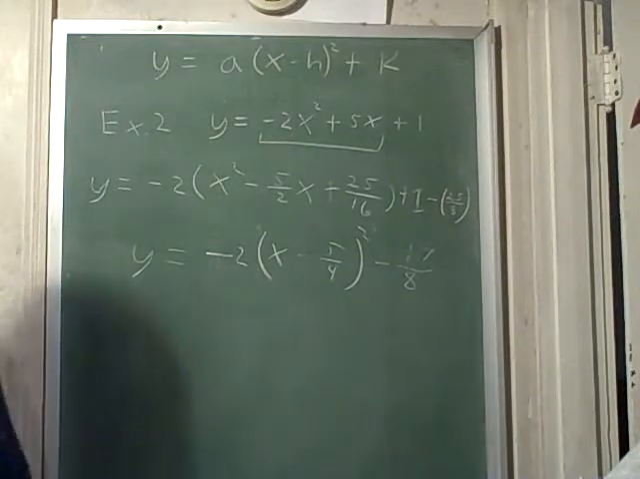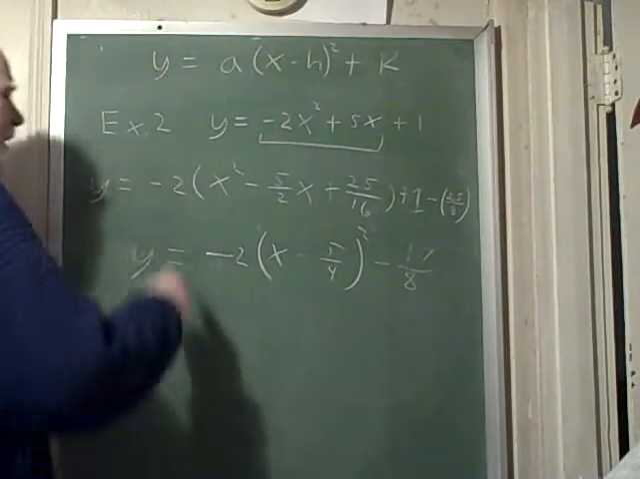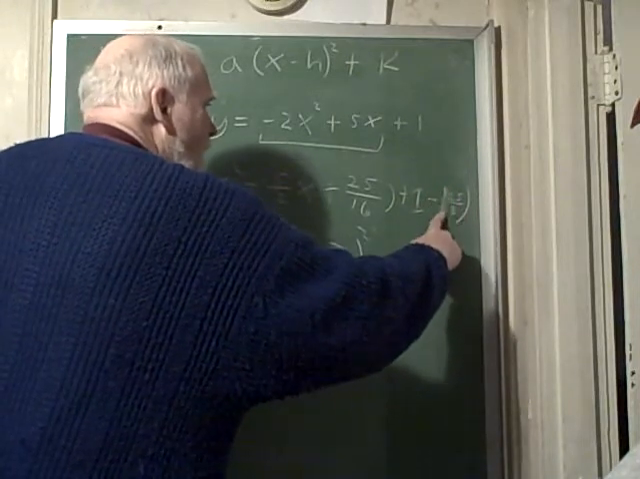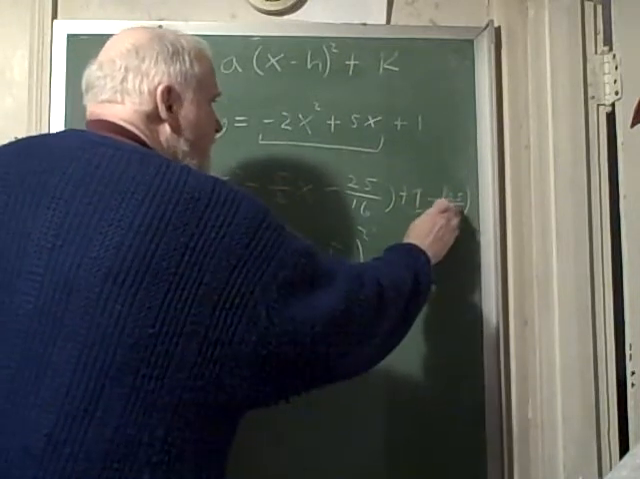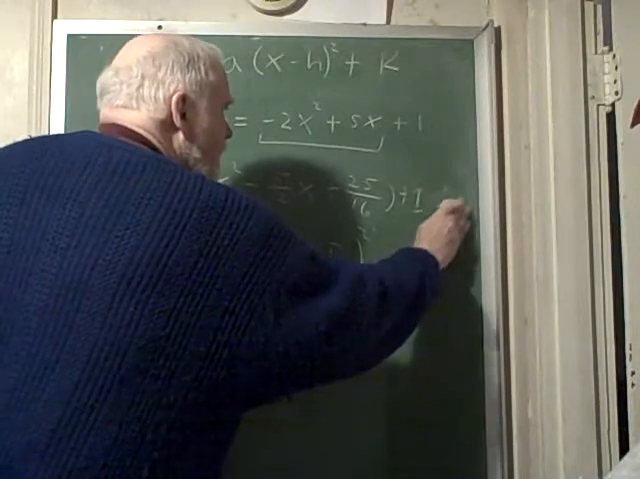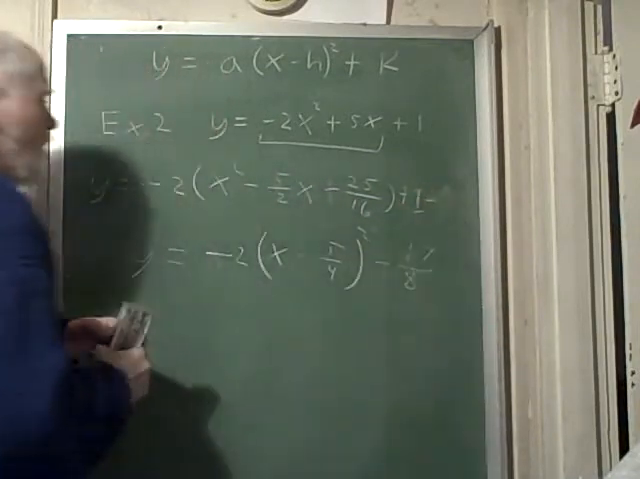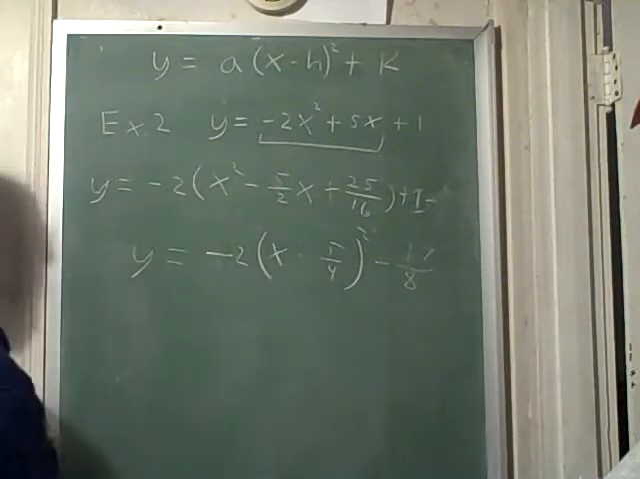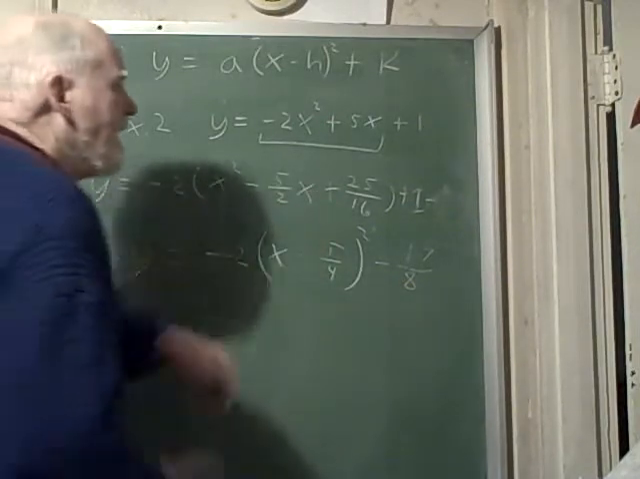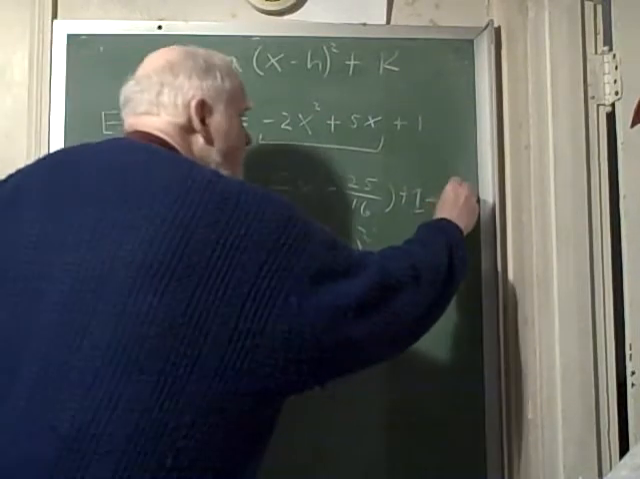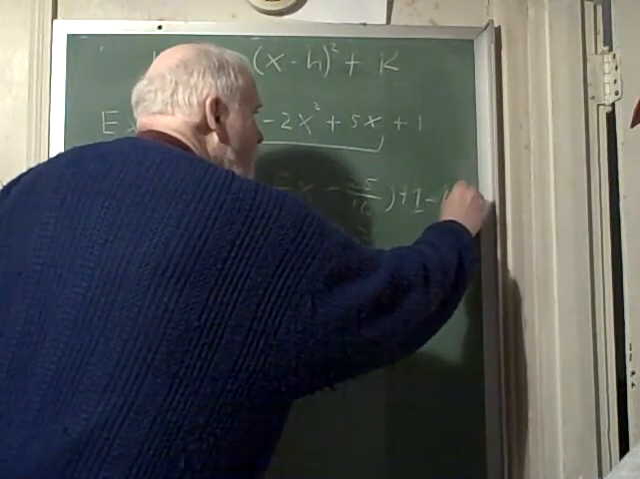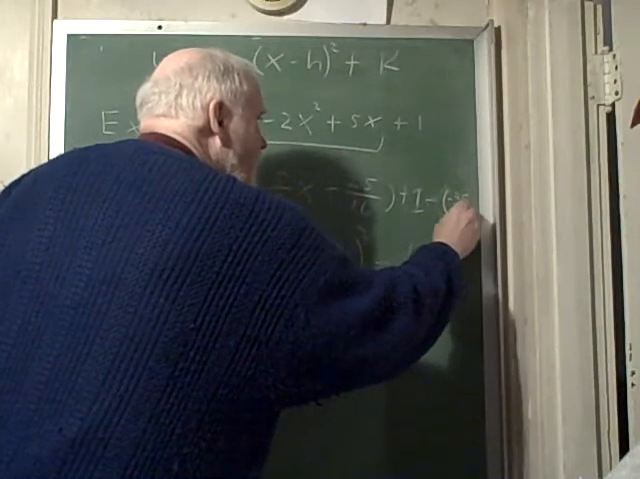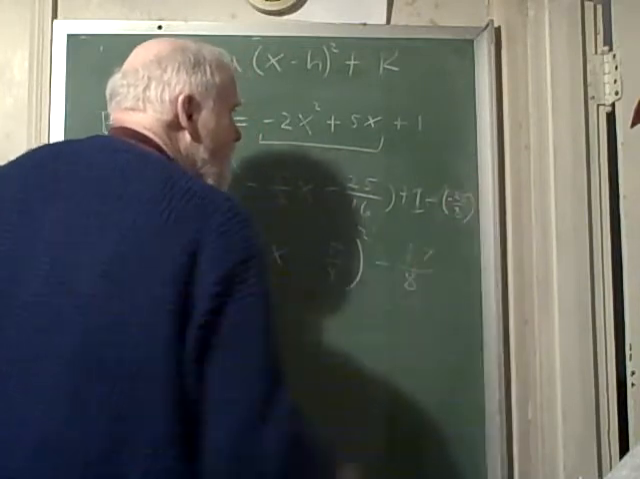Actually, I made a mistake, didn't I? -2. I want to subtract a -25/8. Let's go over with that mistake. That's a good student mistake to make. I'm going to subtract a number. So the number I'm really going to subtract is -2 times 25/16. That's really -25/8. So I'm subtracting a -25/8. In fact, I'm kind of glad I made that mistake, because that's a typical mistake that students make.